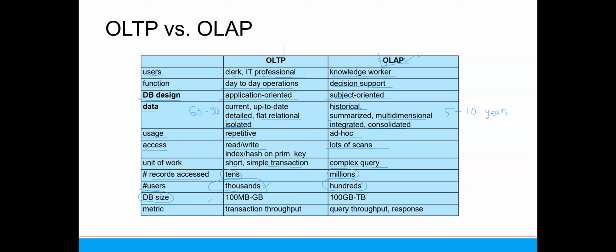The DB size is smaller than the OLAP because we want to focus only on 60 until 90 days. Meanwhile, the OLAP, it is 5 until 10 years. So it is a huge data. The metric used in the OLTP is more about the transaction throughput. But in the OLAP, it is about the query throughput or the response.